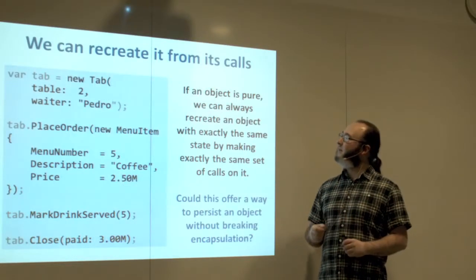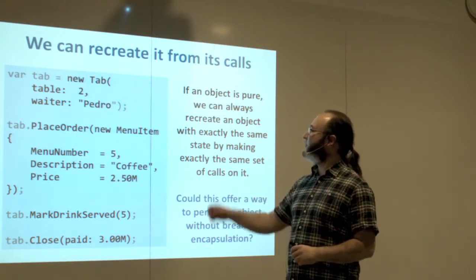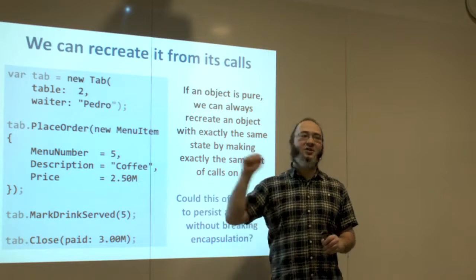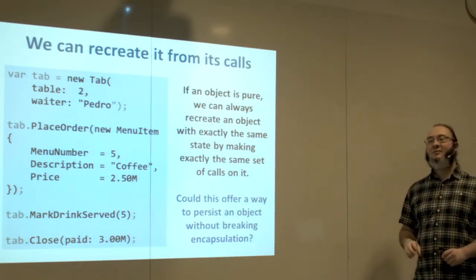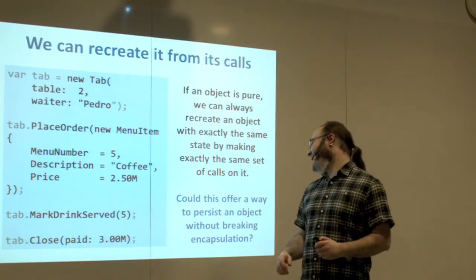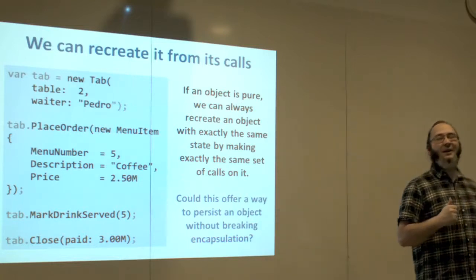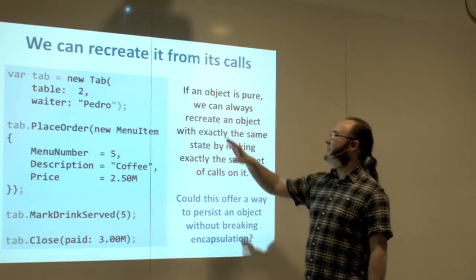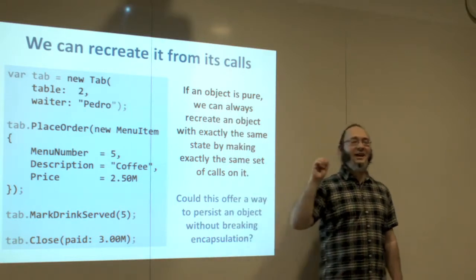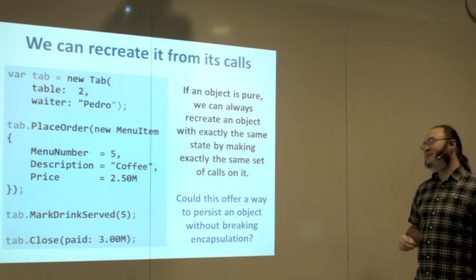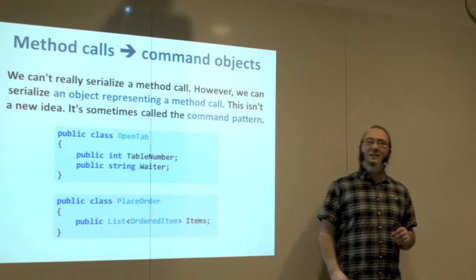Well, we can say that if you were to take an object and do exactly the same set of method calls on it again, then you get to exactly the same object. This is where it starts to get a little bit interesting, because then you say, oh, well, we haven't broken encapsulation, we haven't gone and messed with the fields, but we've got something now where if we just do it again and again, we get to the same state. Can we use these to persist? Well, almost.